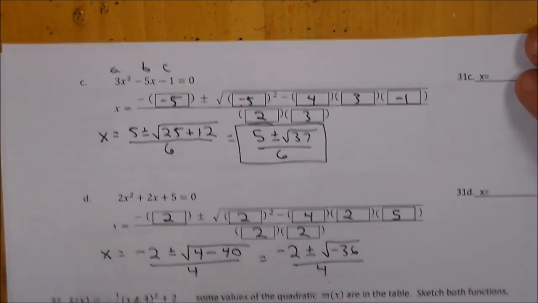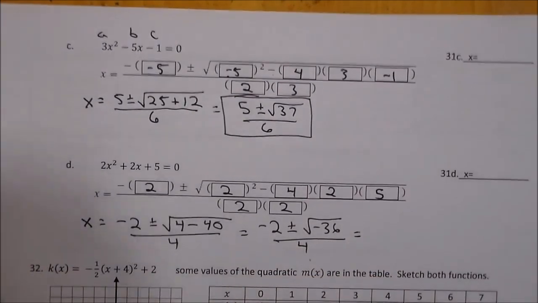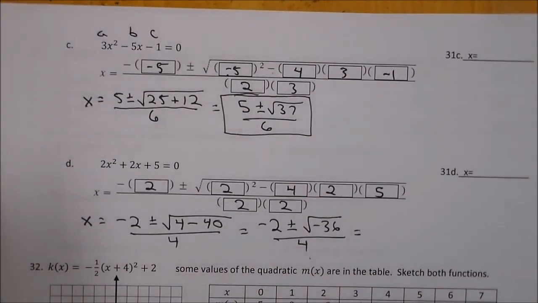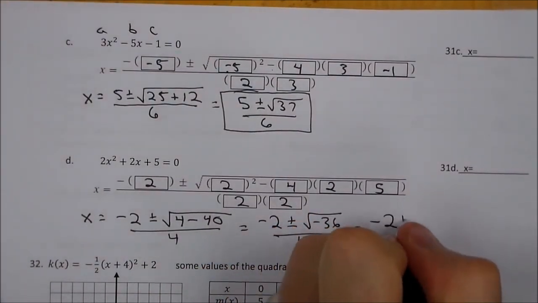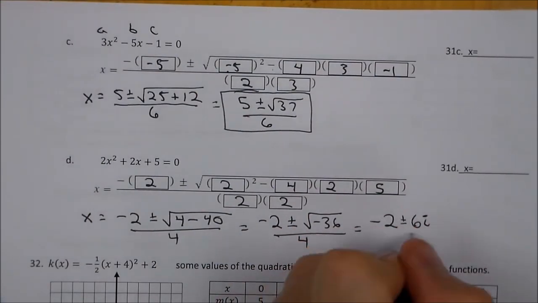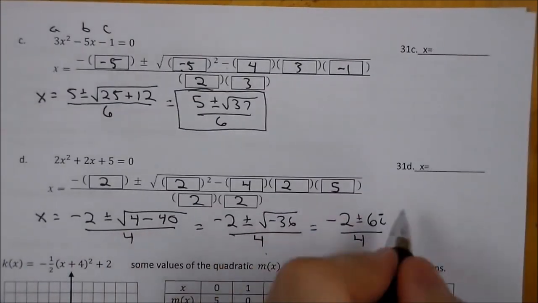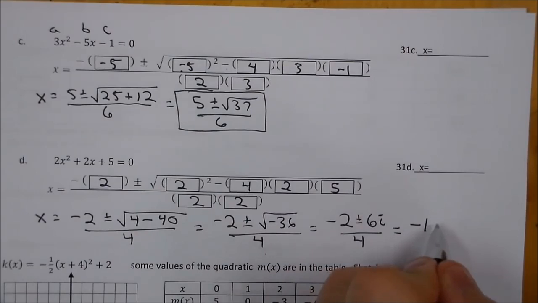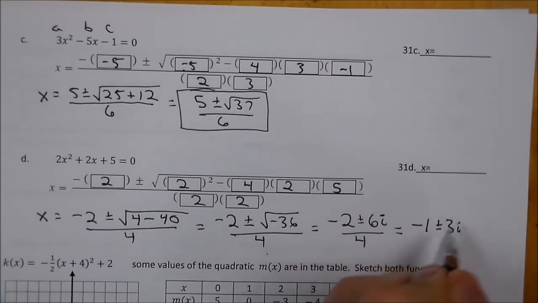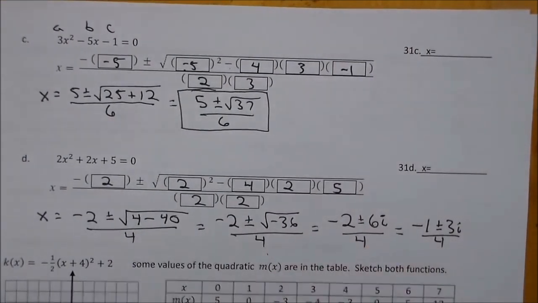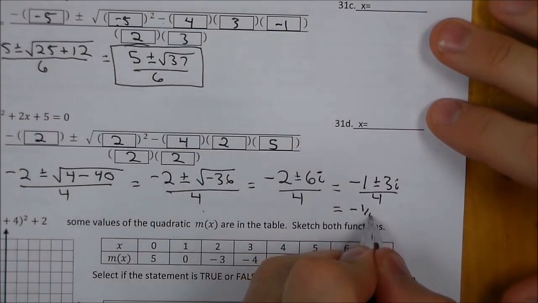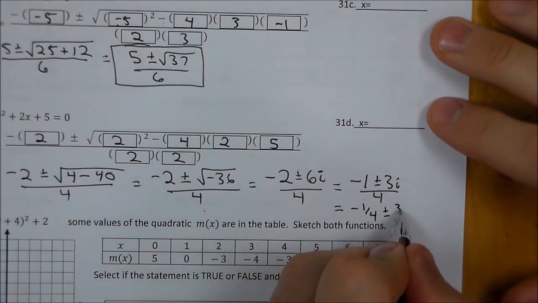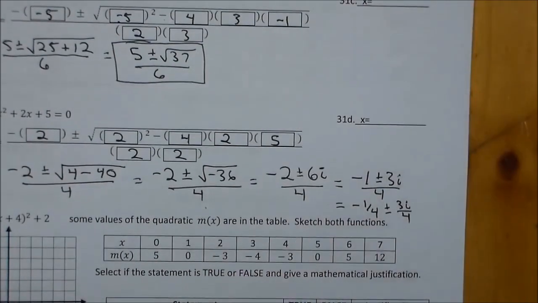We have to simplify this part as well, which is the square root of a negative. So we have to take an i out. 36 is a perfect square. So this actually becomes negative 2 plus or minus 6i over 4. Now we can divide them all by 2, and we get negative 1 plus or minus 3i over 4. Probably should write that in complex form, which should be negative 1/4 plus or minus 3i over 4.